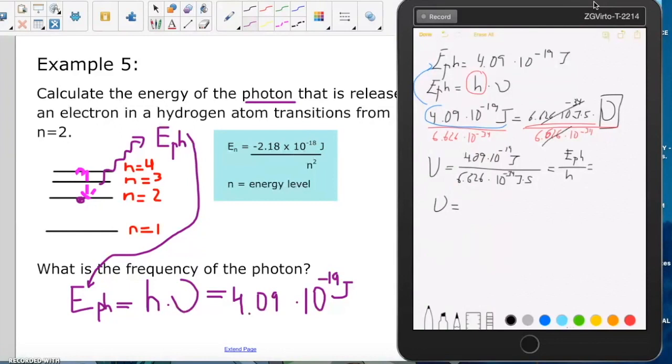And the frequency will equal, let me do this in the calculator, 4.09 exponent minus 19 divided by, open parenthesis, 6.626 exponent minus 34, close parenthesis, and the answer will be 6.17 times 10 to the 14th seconds to the minus 1, or hertz, which are the units for frequency. This is the frequency of this photon. And that's the end of the problem.